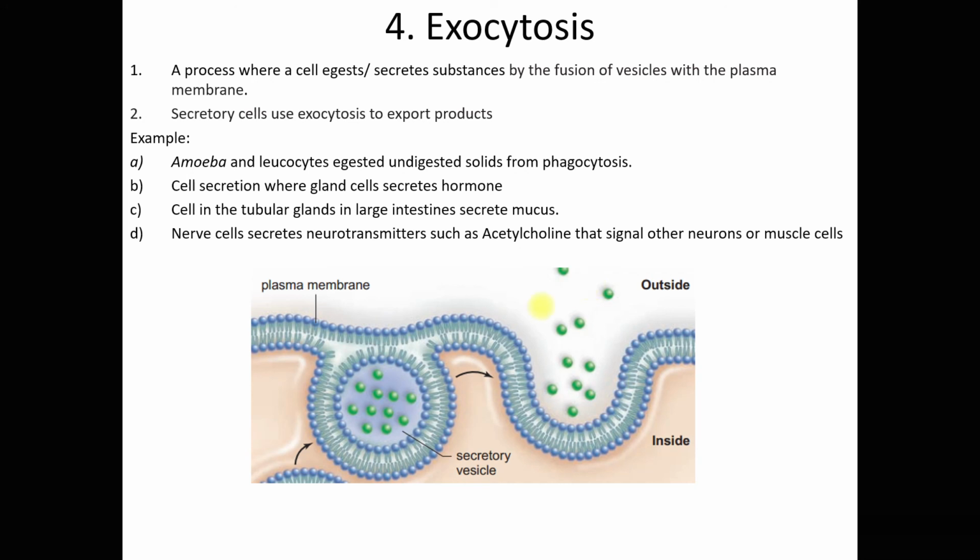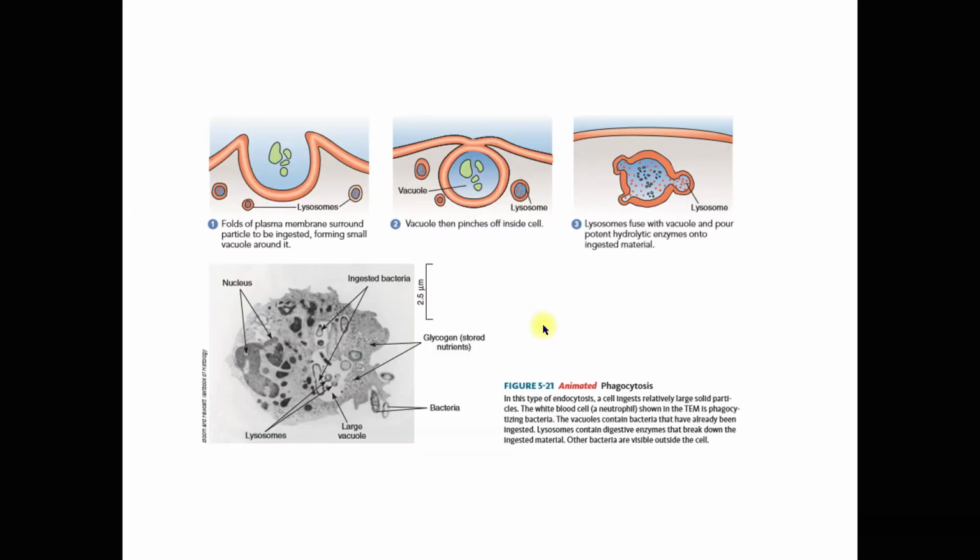For example, amoeba and leukocytes eject undigested solids from phagocytosis. Then in cell secretion, gland cells secrete hormones, and cells in the tubular glands in the large intestine secrete mucus by this exocytosis. Then cells secrete neurotransmitters such as acetylcholine that signal other neurons or muscle cells. This acetylcholine you will learn in detail in the second semester.